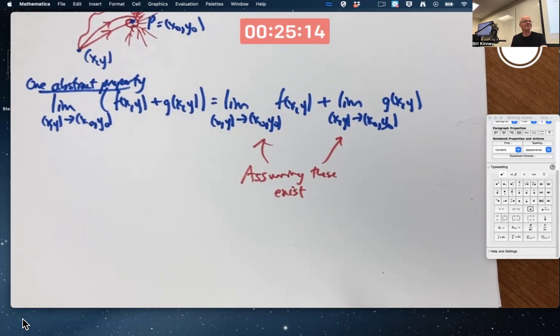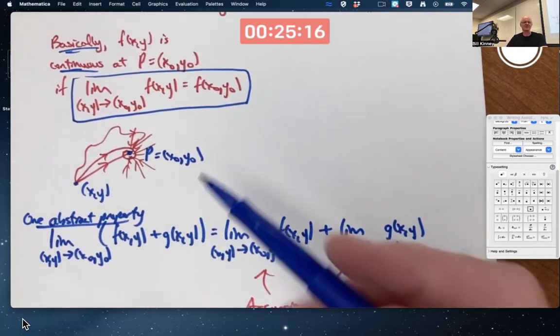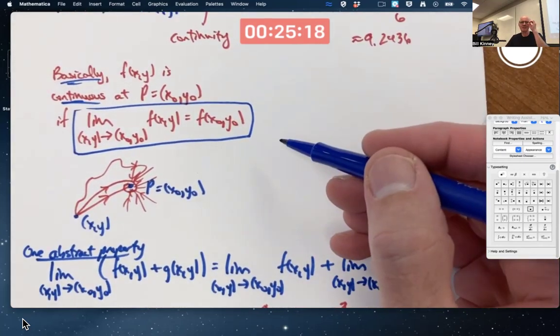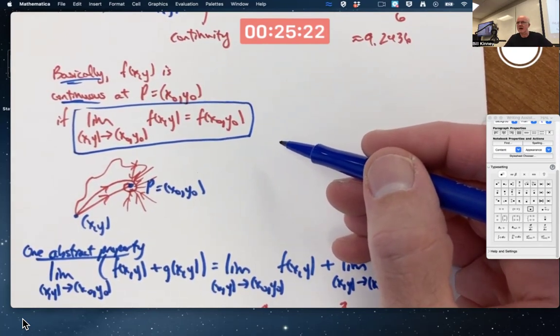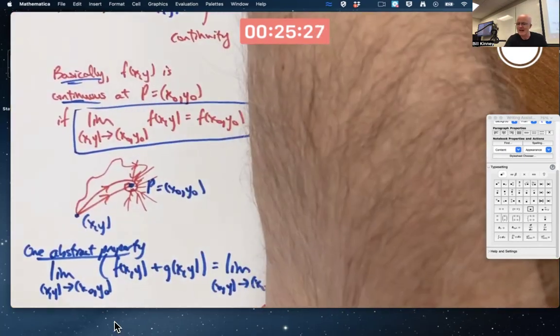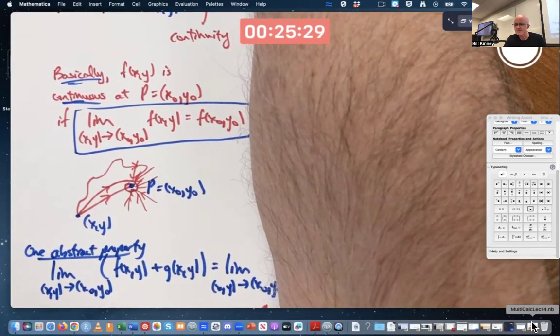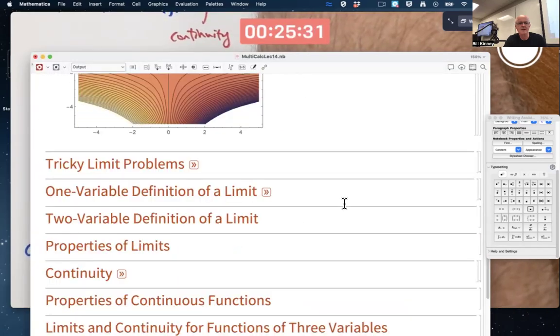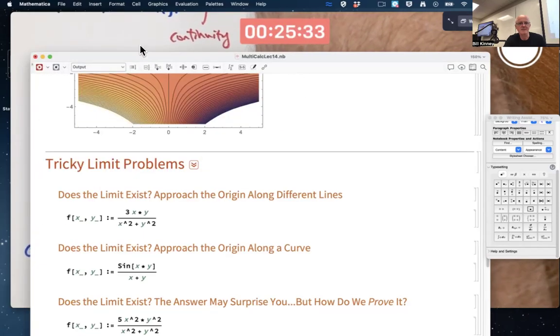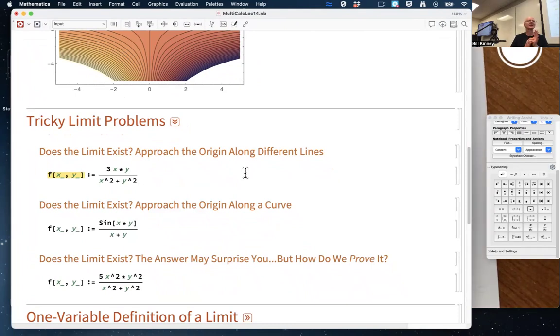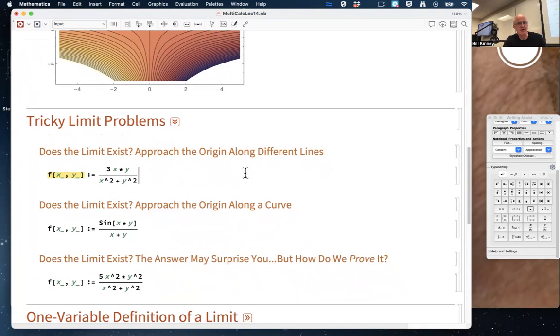What about harder examples where maybe substitution doesn't work? Maybe we need to use L'Hopital's rule, in fact, or maybe we need to use something else. I've got in Mathematica some harder examples. Tricky limit problems. Maybe the limit will exist, maybe it won't. Let's see what happens. Let's take a look at this example. You might want to write it down.